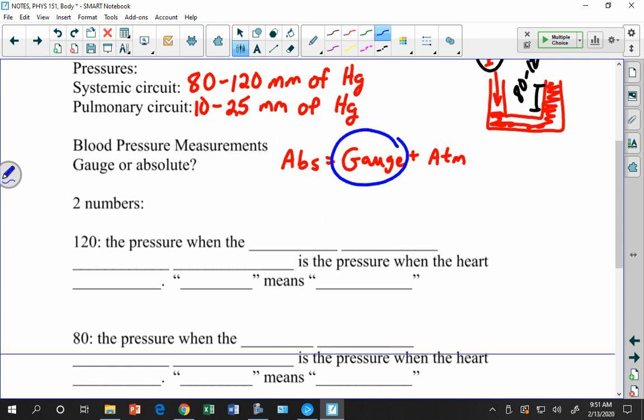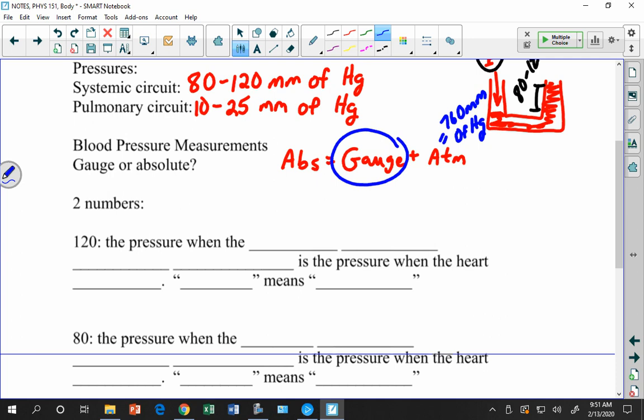Atmospheric pressure is 760 millimeters of mercury. You don't need to know that number. I gave it to you early on, but you just need to know that it's pretty big, atmospheric pressure. So when I'm doing blood pressure measurements, I'm looking at the gauge pressure. In fact, practically all pressure measurements are gauge pressure, so I just assume that the atmospheric pressure everywhere is the same, which it is mostly.